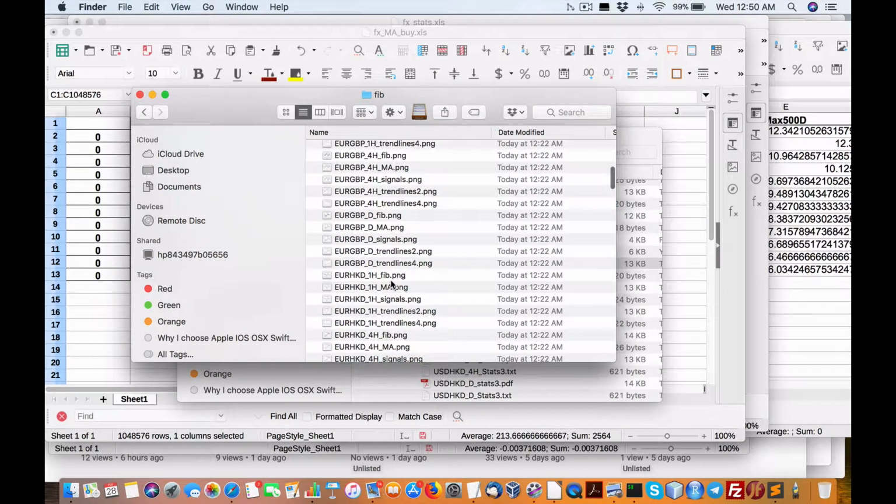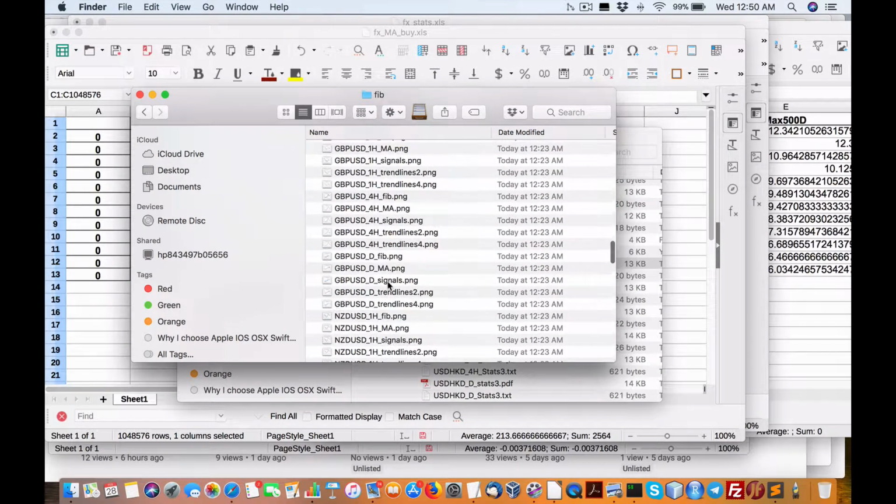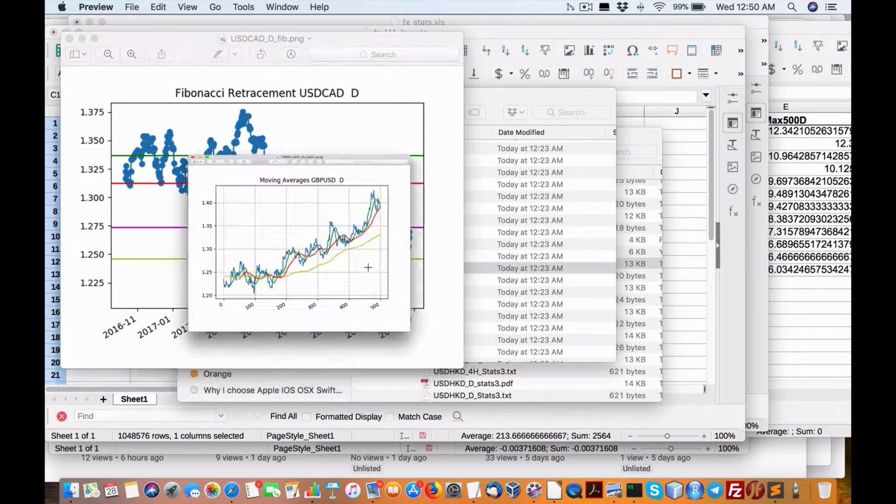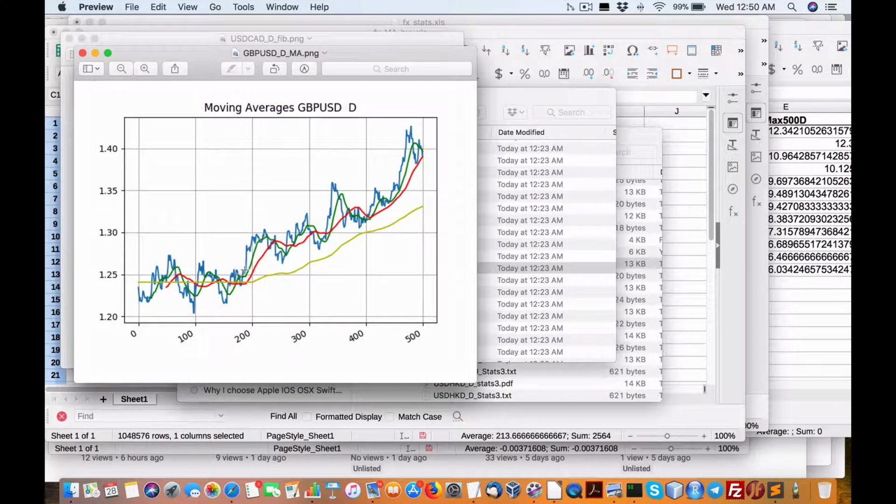So again, we are looking for GBP USD, we are looking for this one right here. Okay, so what we've got here is 3 moving averages on the daily. We have the 50-day, 20-day, and then we have this 200-day moving average, which is an EMA, because it's more responsive.